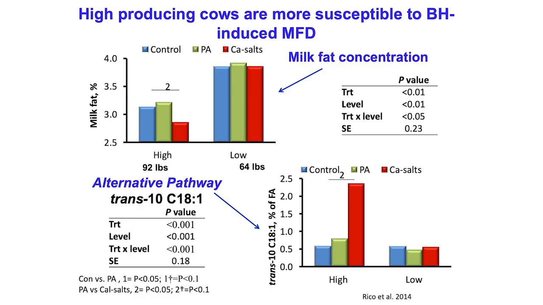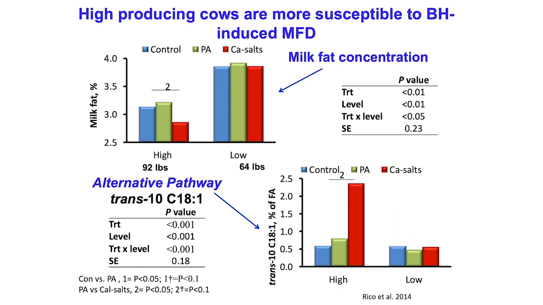I first saw this in an experiment during my master's with Mike Allen, and we've been able to replicate this a couple different times. So here we have groups of high-producing cows and low-producing cows, and this is a fat supplement trial. So this is calcium salt as Megalac and palmitic acid as Bergafat. And those high-producing cows are making less milk fat than our low-producing cows. And the calcium salt decreased milk fat in our high-producing cows, but not in our low-producing cows. And when we look at trans 10, that bioactive fatty acid, we see that it was increased in those high-producing cows. So clearly higher risk for milk fat depression.